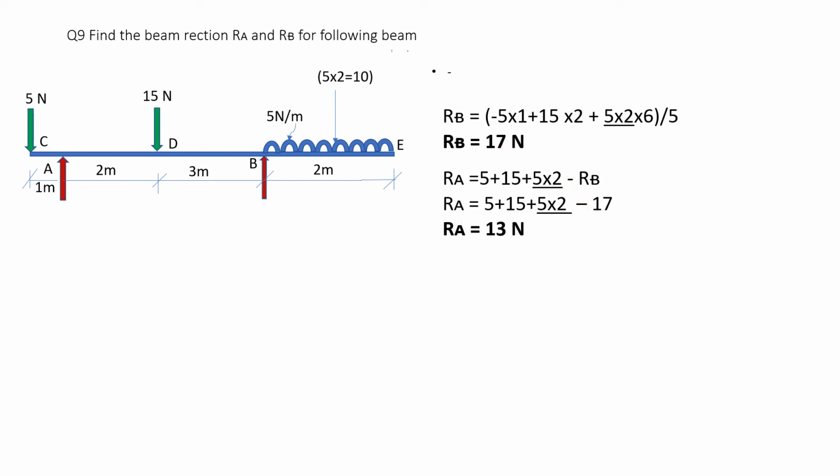Do the calculation, take the calculators in your hand. 5 plus 15 plus 5 into 2 minus 17 is equal to, you will get the answer 13. So this is how you find the reaction. RA is 13 and RB is 17. Do a little practice, you can do it very speedily.